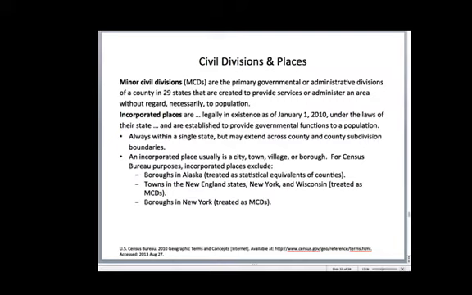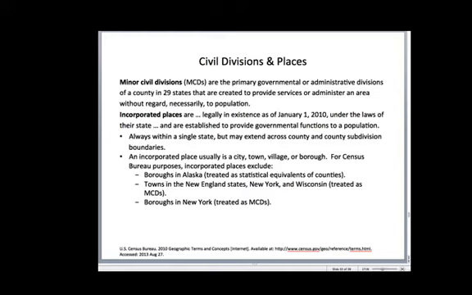Here are some actual definitions of terms. Let's go through them quickly. Minor civil divisions, which we just discussed briefly in the previous slide, are the primary governmental or administrative divisions of a county in 29 states that are created to provide services or administer an area without regard necessarily to population. Again, I mentioned this as one possible way that things are divided up in some states.